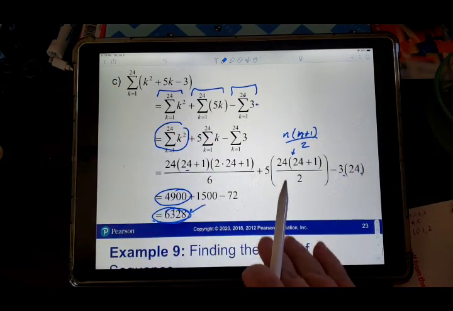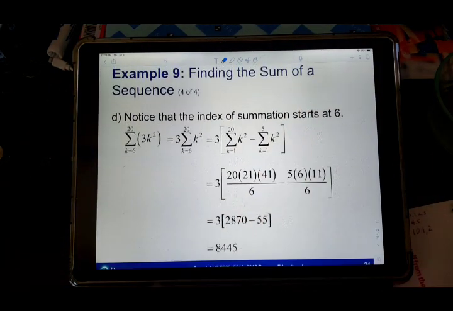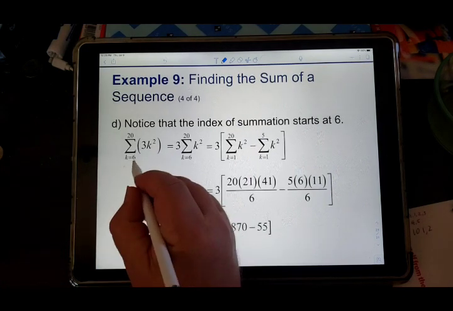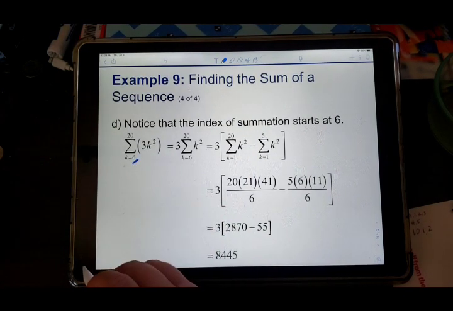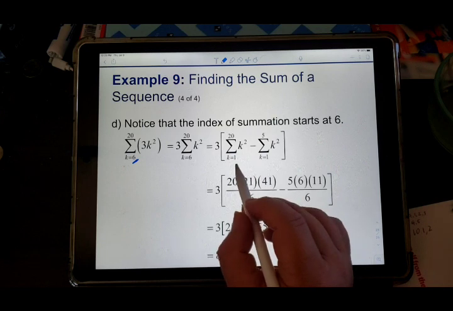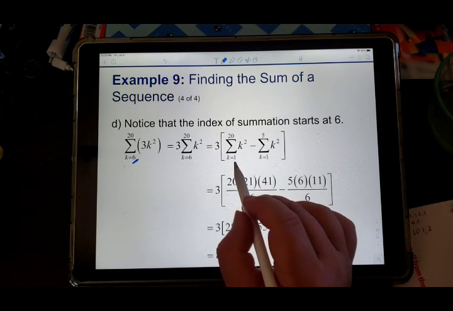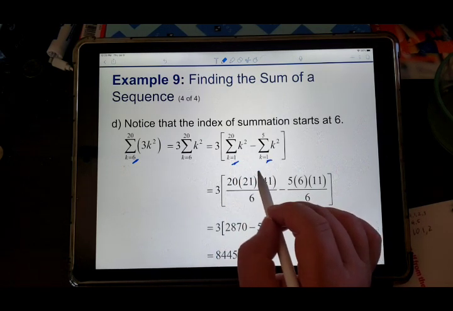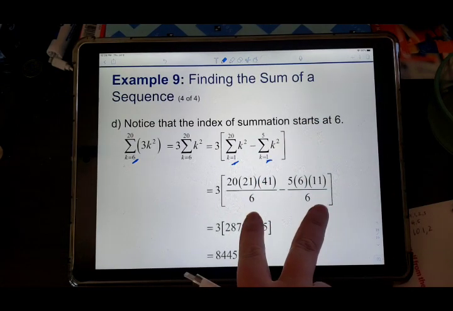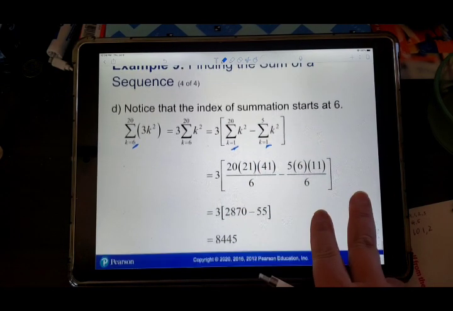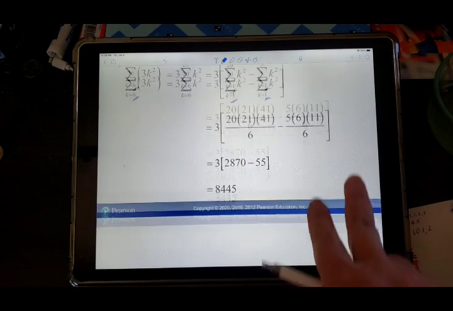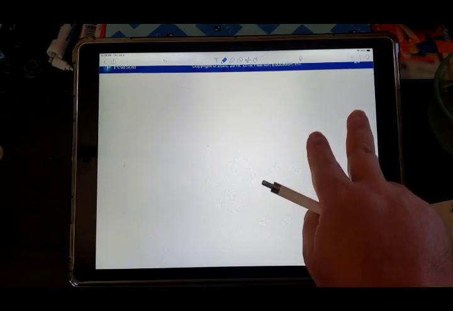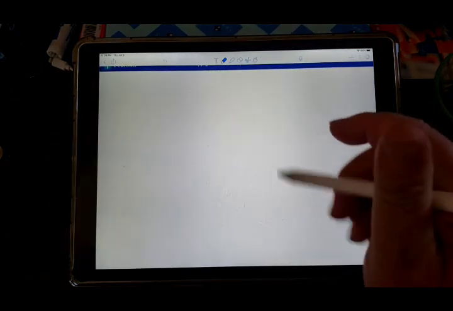Now remember, that was C. D, remember, was the one that didn't start at 1. So we have to change the calculations to 2 calculations that do start at 1, and it gives us these numbers here. All right, well, that is all that we're going to cover in 9.1.